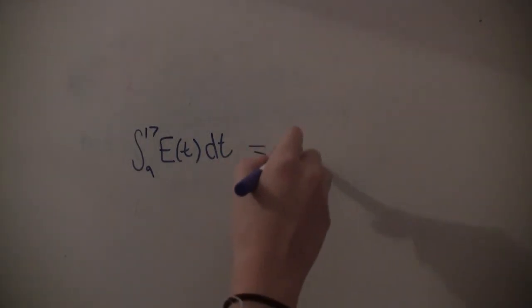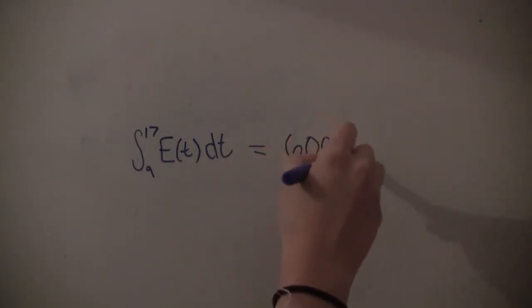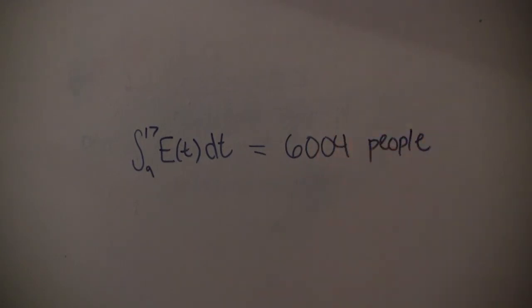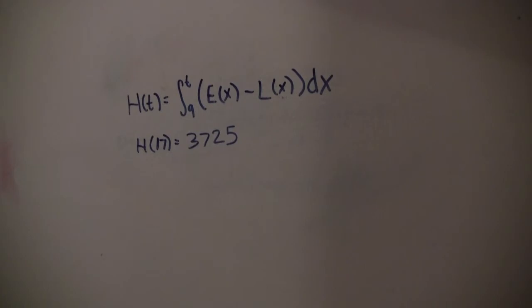Now on the AP test, all you're going to have to do is write out the correct integral, and then you can just plug it into your calculator and solve, which is going to give us 6,004 people. Part C of this problem says, let h of t equal this. The value of h of 17 to the nearest whole number is 3,725.